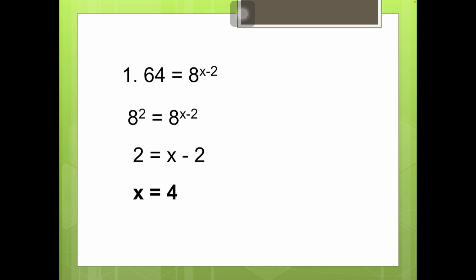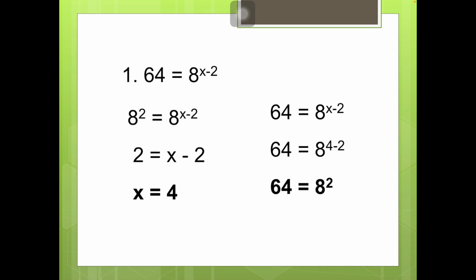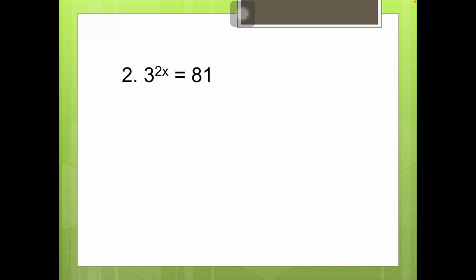And for the last step, let's do the checking. Substitute positive 4 to the variable x. Therefore, 64 is equal to 8 raised to x minus 2 will be substituted by 64 is equal to 8 raised to 4 minus 2. And then, when you subtract, 4 minus 2 is equal to 2, therefore 64 is equal to 8 raised to 2.